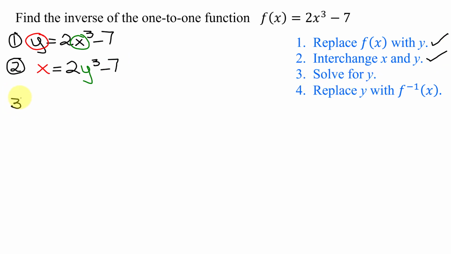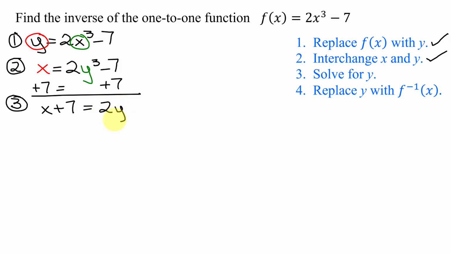This is often the longest and the hardest step to complete. To solve for y, the first thing I need to do is add 7 to both sides of this equation. On the left-hand side, unlike terms can't combine, so I have x plus 7 equals 2y cubed, and then negative 7 plus 7 is 0.